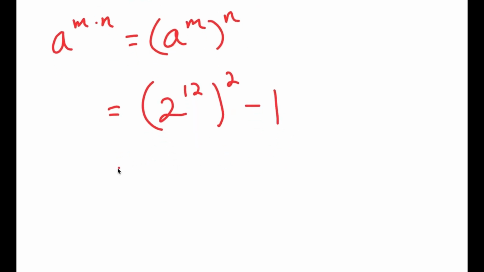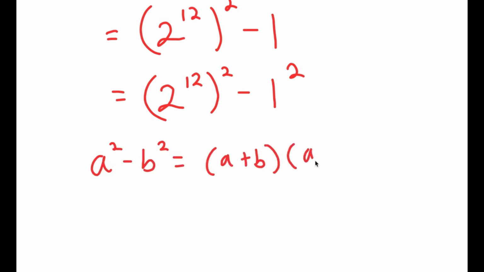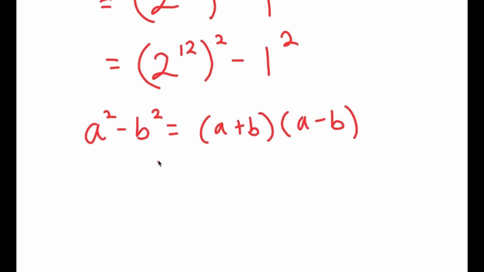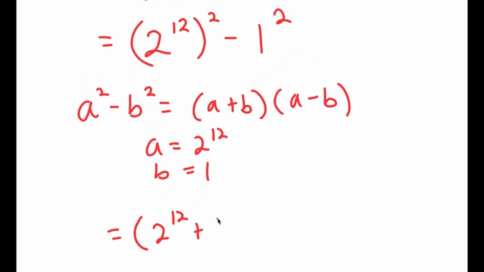And now 1, I'm going to rewrite as 1 squared. So now I have 2 to the power of 12 to the power of 2 minus 1 squared. And now I can use the property that states that if I have something in the form a squared minus b squared, this is equal to a plus b times a minus b. So in this case, a is 2 to the power of 12 and b is 1. So I get 2 to the power of 12 plus 1 times 2 to the power of 12 minus 1.